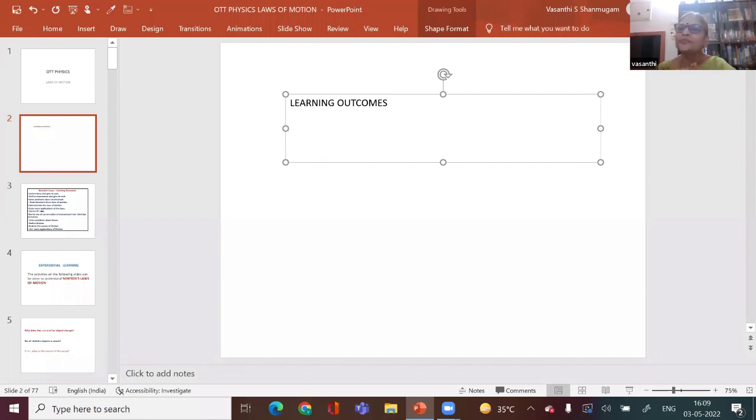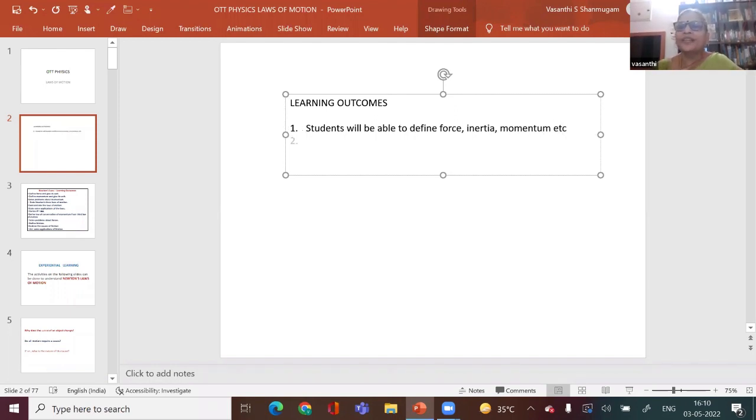Before that, we are going to introduce them to force, isn't it? We'll give some examples. I will tell you how to introduce force. So the child will be able to, I will write like this: students will be able to define force, inertia, momentum, etc. All these definitions. Then after introducing inertia and momentum, you'll be teaching them all the three laws of motion.